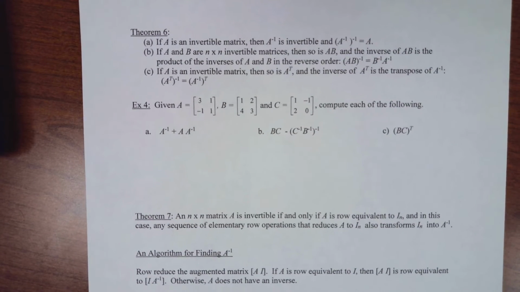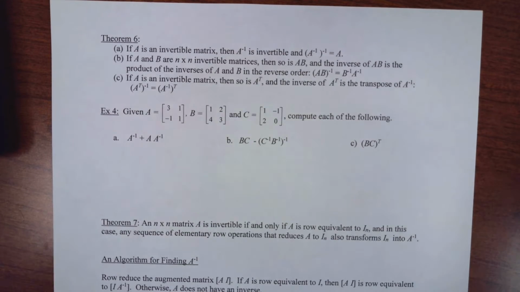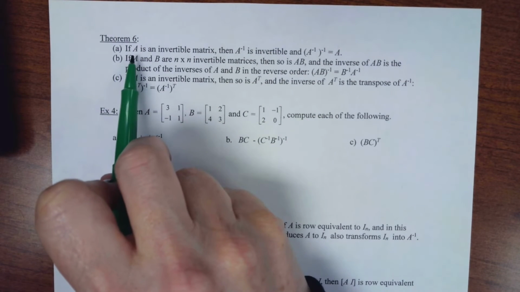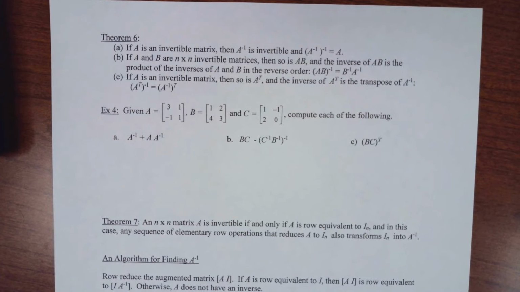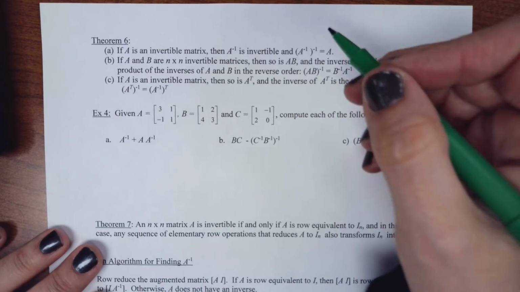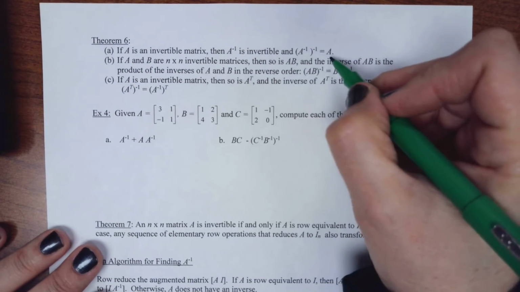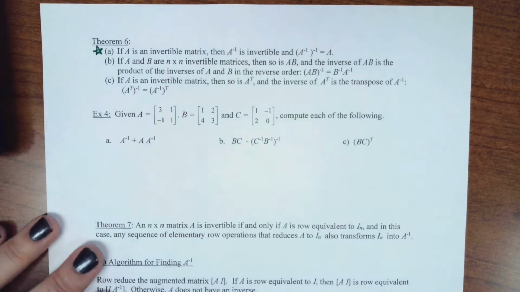All right, so we just have to get through this back side here. So here's some rules for you. If A is an invertible matrix, so basically when something's invertible, that means you are able to find the inverse of it, right? So if something is invertible, then the inverse of the inverse turns back into the original. So that's just like a little fact, okay?